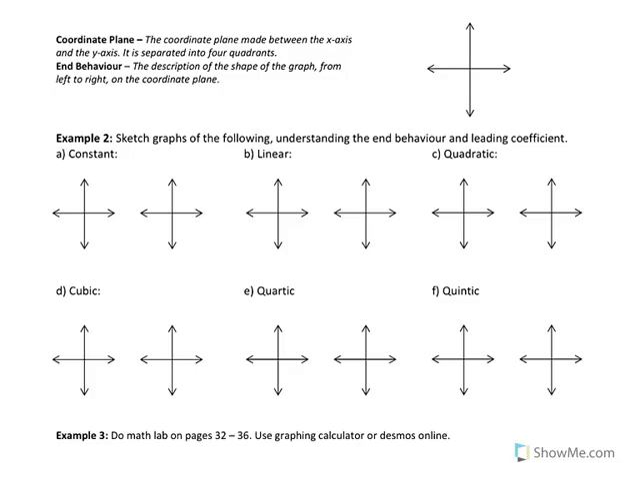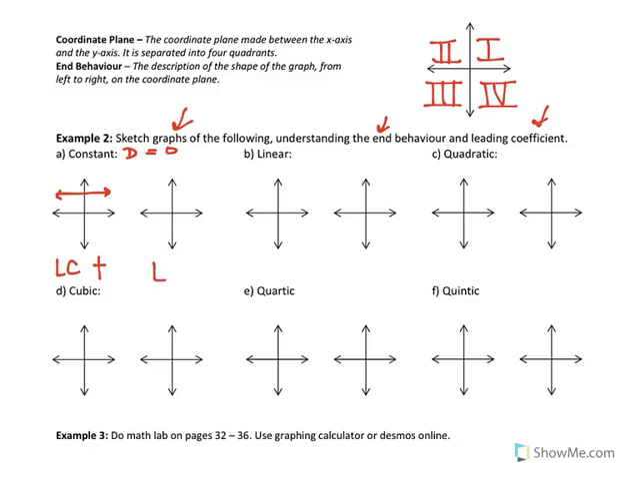Okay, coordinate plane, talking about the quadrants. This is quadrant 1, this is quadrant 2, this is quadrant 3, and this is quadrant 4. We use Roman numerals so that we don't confuse ourselves with numbers. Okay, so we're going to sketch the types of graph and the end behavior and the leading coefficient. So if I have a positive leading coefficient for a constant, it's going to be like this. Also, the degree of a constant is 0. If I have a leading coefficient that's negative, it would be down here. So my end behavior would be from quadrant 2 to quadrant 1. And this one, it would be from quadrant 3 to quadrant 4.